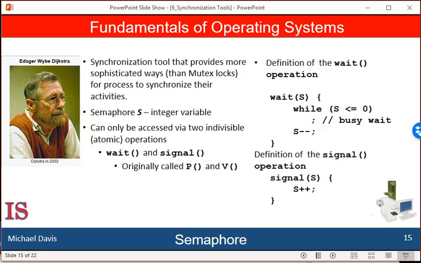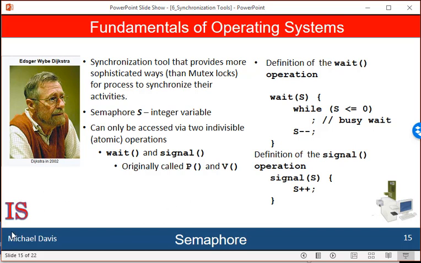We owe a great deal to Dr. Dijkstra's observations, which led to the modular programming that you were taught. The wait operation was originally termed P for the Dutch proberen, which means to test. Signal was originally called V for verhogen, which means to increment. The definition of wait is shown here, followed by the definition of signal.